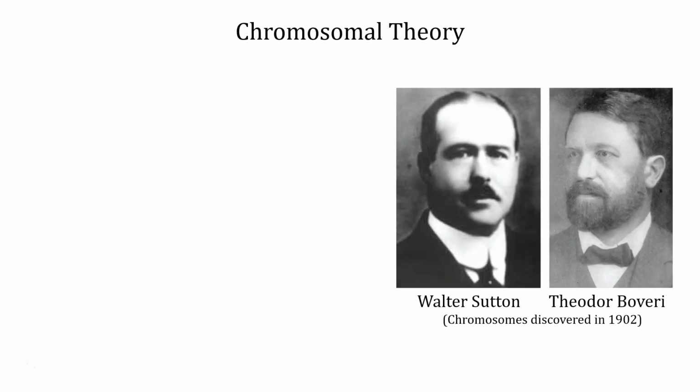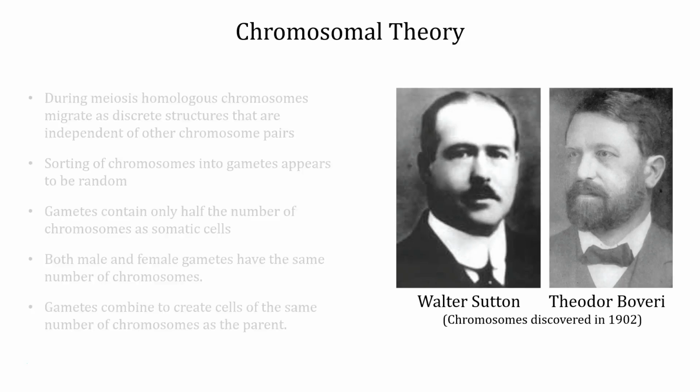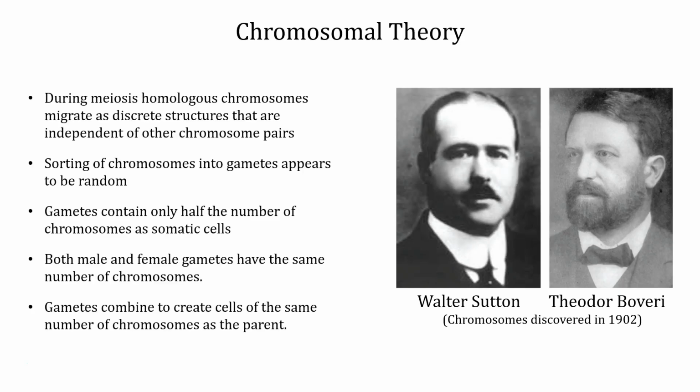This was specifically pioneered by these two gentlemen here, Sutton and Boveri, and the chromosome was discovered and observed in 1902, so just 20 or 30 or 40 years after some of Mendel's work. There's this thing called chromosomal theory, and that's basically what we now believe to be true about chromosomes. And I won't make you memorize all of these things. This is all stuff that we've already mostly talked about.